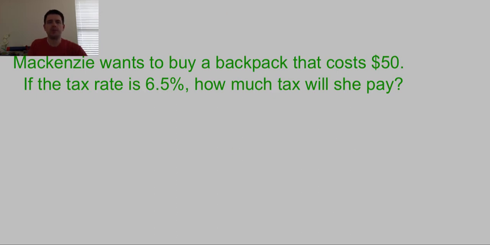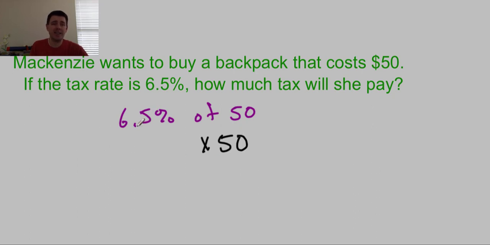So a couple word problems. They're not always going to be nice and easy like percent of a number. We're going to have to kind of piece it together. So write this down, not just the word. Mackenzie wants to buy a backpack that costs $50. If the tax rate is 6.5%, how much tax will she pay? Well, we want to find 6.5% of our cost, which was $50. Well, every time your brain says, let's find a percent of my number, that's really just saying multiply your percent times your number.